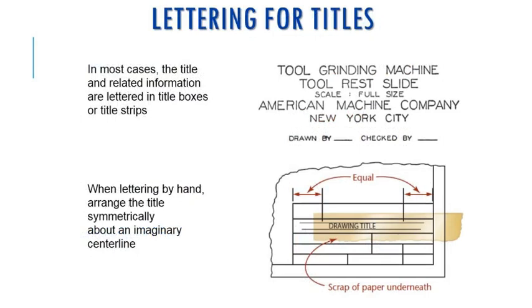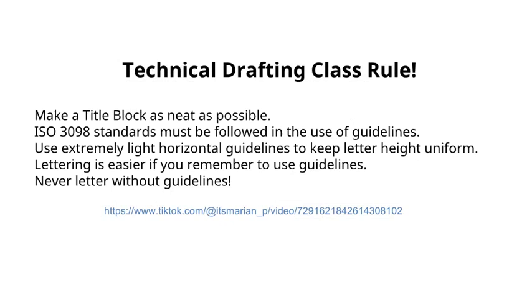In technical drawing, titles should be written in clear, bold, uppercase letters that are larger than the rest of the text. Proper spacing and uniform size make the title easy to read and give the drawing a neat, professional look. Technical drafting class rule: make a title block as neat as possible.